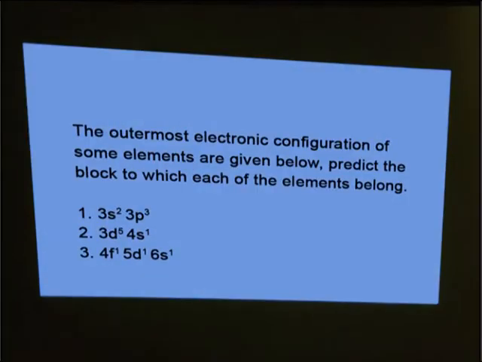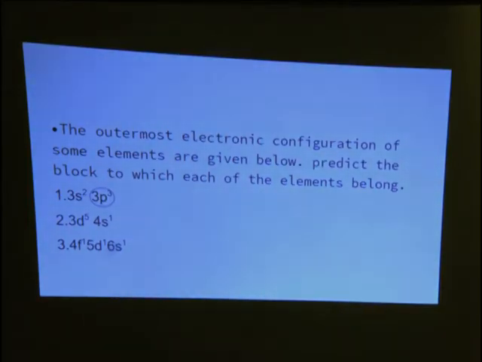So, there is again a question for you. The outermost electronic configurations of the elements are provided to you. By looking at the outermost electronic configuration, I want you to predict the block of each element here. Okay, so let us check the answers. For 1, it is 3p³, which means it belongs to p block. For 2, 3d⁵, meaning it belongs to d block. Question number 3, it is 4f¹, meaning it belongs to f block.